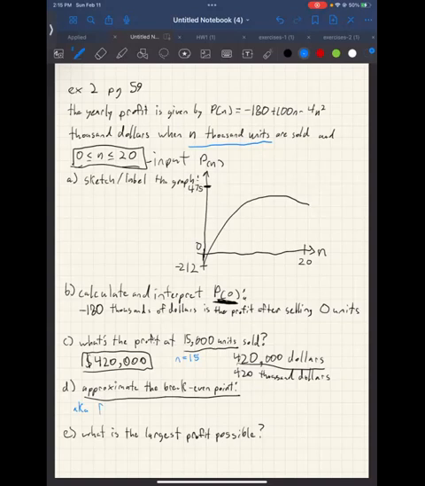So really, this is just asking, find the input where profit is 0, aka find the n such that p of n is equal to 0. So find the input where profit is 0. Find the n where p of n is 0.